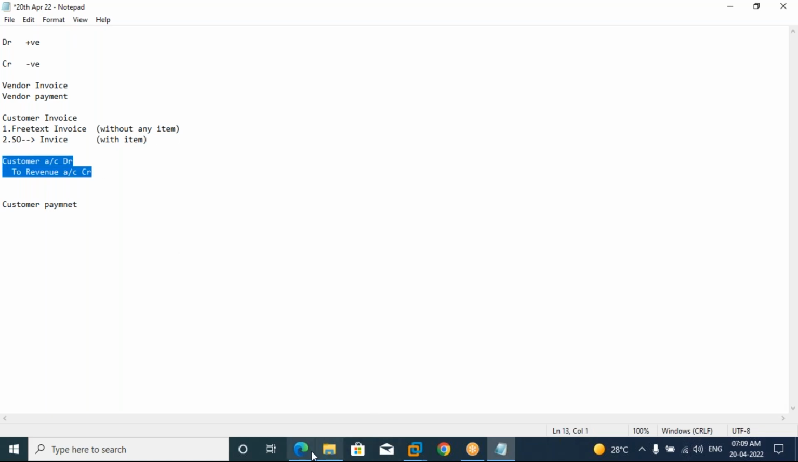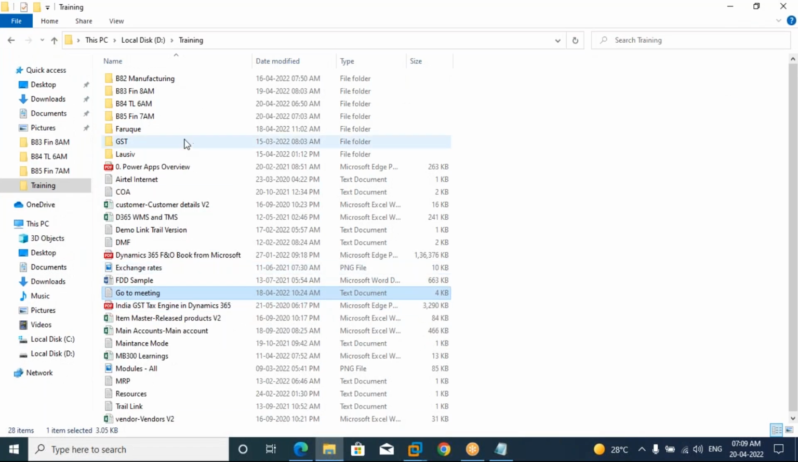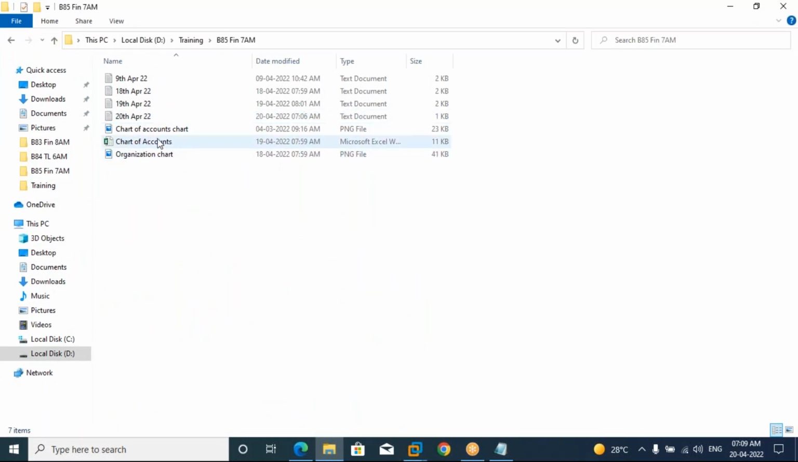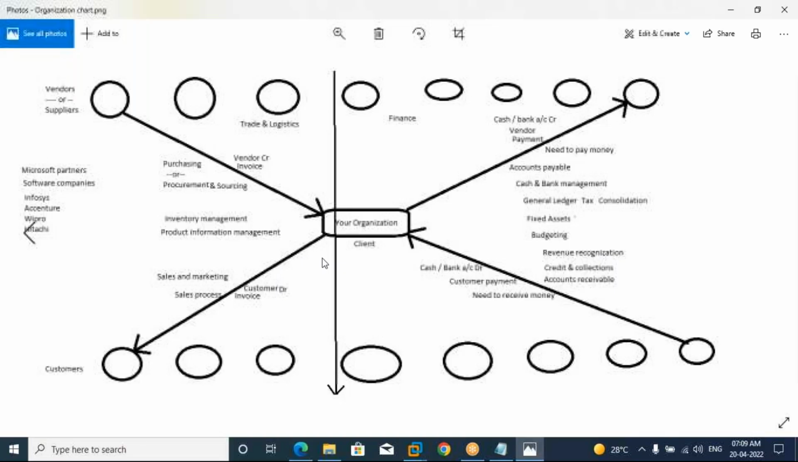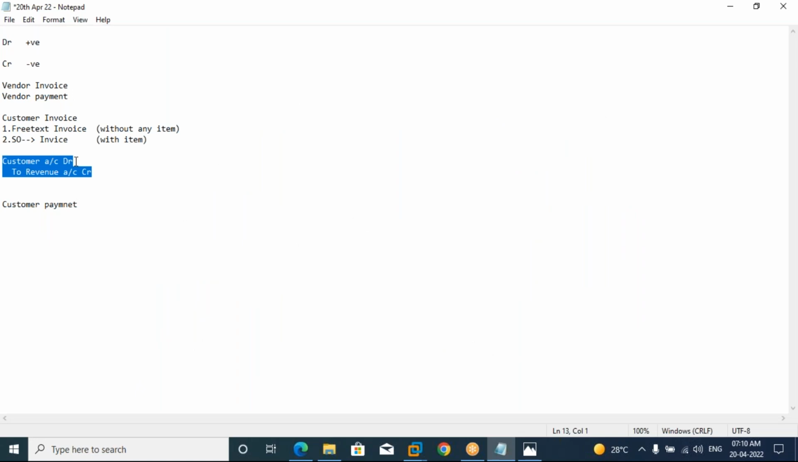So how can I remember this one? Simple. From the customer, I need to receive money. That is your money, am I right? Your money is with the customer. Agree? Everyone? Yes, sir. So that is debit. Your money is with your customer. Anyhow, you are going to receive it. That is a positive amount.